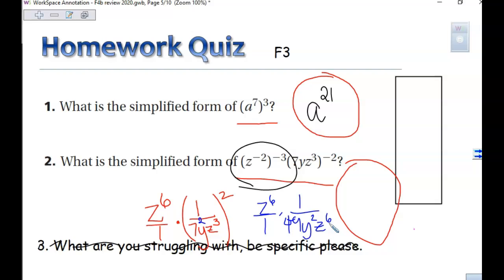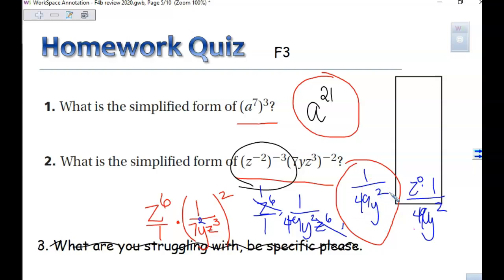And what if you leave z to the 0 on the quiz? I'm going to mark it wrong, right? Because z to the 0 isn't simplified. Could you have said, I got z to the 6th over z to the 6th, that's the same as 1? Yes. Could you have said z to the 0 in the original problem times 1 over 49 y to the 2nd? Yes, but then your final answer would be 1 over 49 y squared.